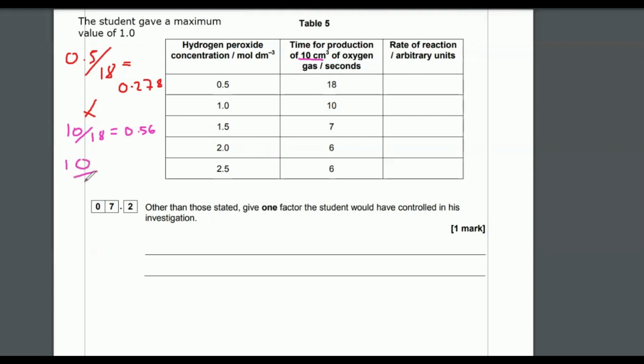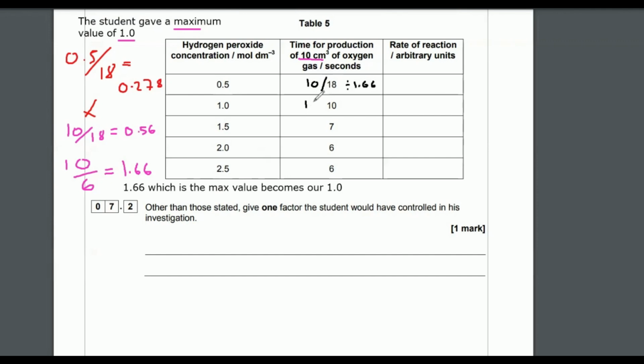They told us that the student gave the maximum rate a value of 1.0. Now, which one was happening at the fastest rate? Well, we've got 10 centimeters cubed divided by 6, which was the time in seconds. That is the fastest rate going, and that was at 2.5 moles per decimeter cubed, and that gave us 1.66. So the 1.66 becomes our maximum value of 1.0.